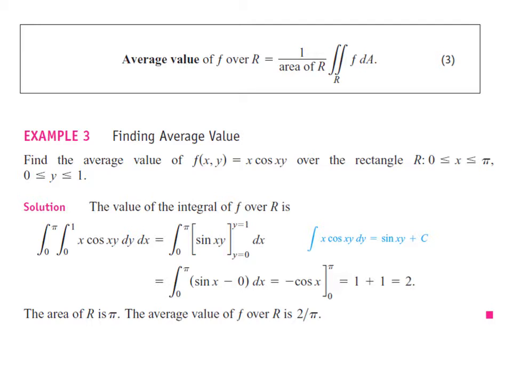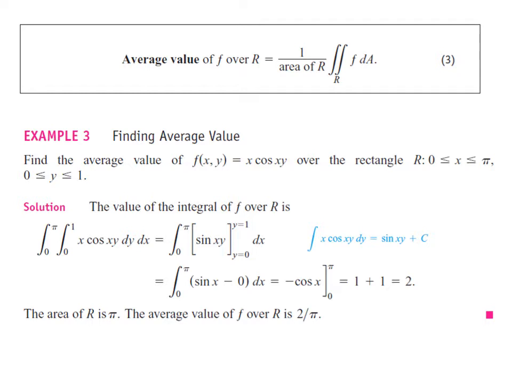So the integration of cos of xy with respect to y is equal to sin of xy by x. X cancels. Let us apply the upper limit y is equal to 1 and lower limit y is equal to 0. So when y is equal to 1, sin x, then if you take y is equal to 0, sin 0 is 0. So now let us move to the integration of sin x with respect to x.